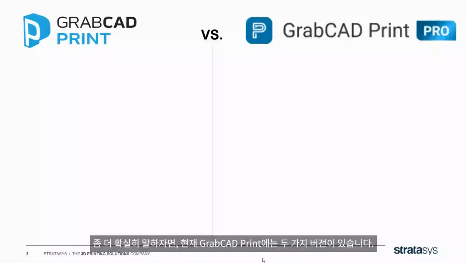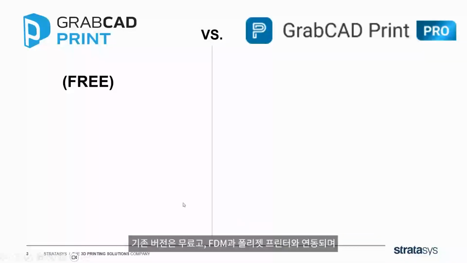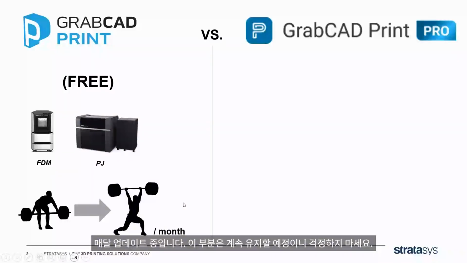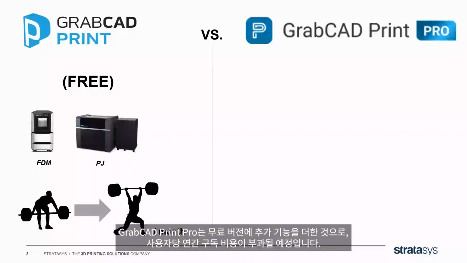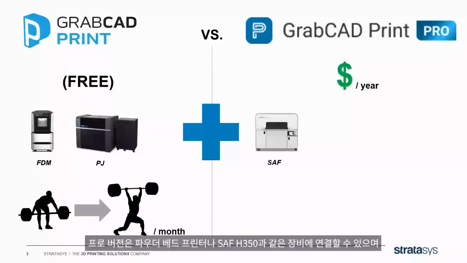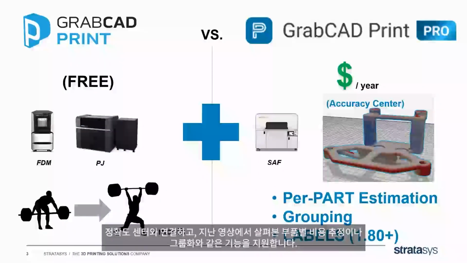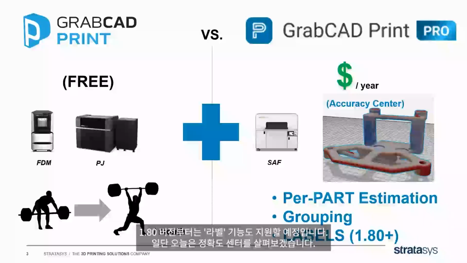And just to be clear what we're talking about, there are two versions of GrabCAD Print now. The original Print is still free. It lets you talk to your FDM and your PolyJet printers, and we're still improving it from month to month. So don't worry, that's not going anywhere. Print Pro adds on top of the free version, so it is a paid license per seat per year. It lets you talk to your powder bed printers, your SAF H350. It connects to things like Accuracy Center, but also things like per part estimation and grouping, which we've done videos on before. Also labels, coming out in version 180 very soon.